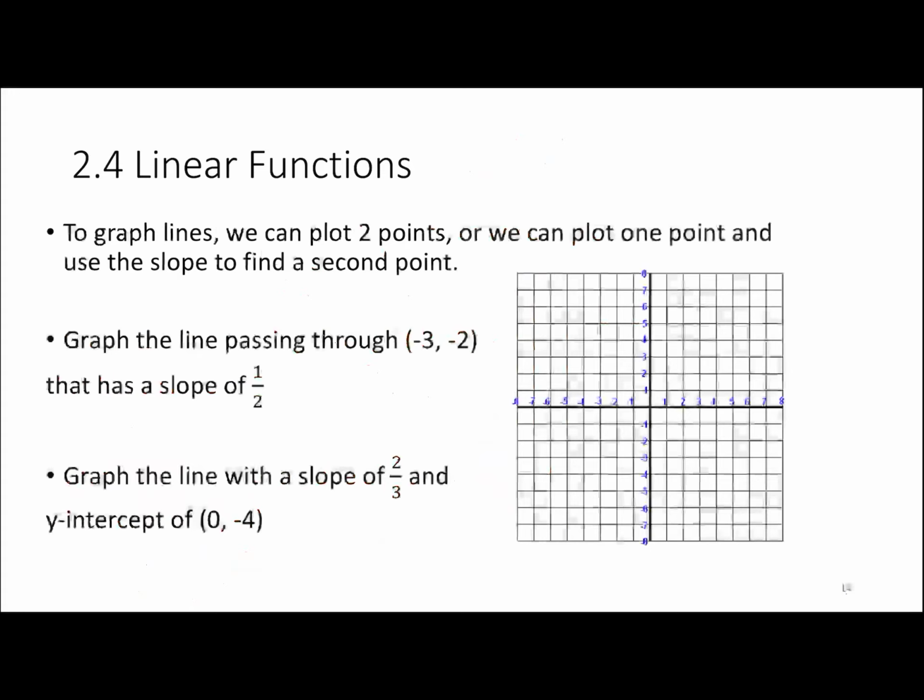And so you'll notice in this first problem, it says to graph the line passing through the point negative 3, negative 2, that has a slope of 1/2. Well, we're going to start with the point on the line. So in this case, negative 3, negative 2. Go left 3 and down 2. And then we're going to use the slope to find another point. So when you plot that original point, you're starting at the origin, just plotting a point. And then the slope allows you to find the next point.